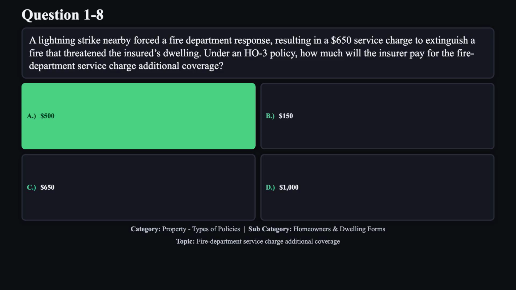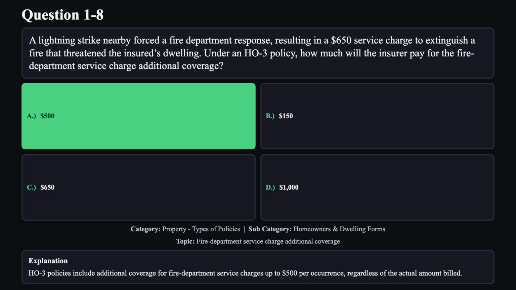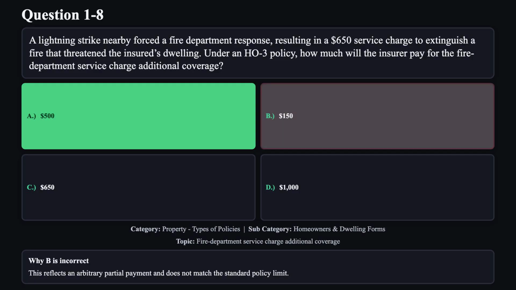The correct answer is A. HO3 policies include additional coverage for fire department service charges up to $500 per occurrence, regardless of the actual amount billed. Reason B is not correct. This reflects an arbitrary partial payment and does not match the standard policy limit.